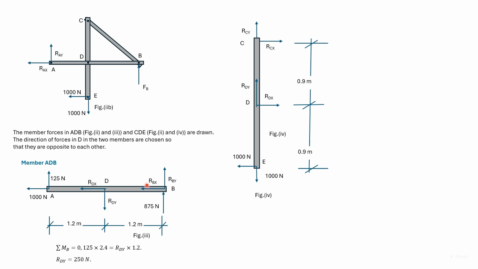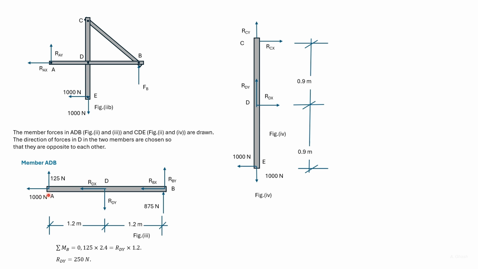In ADP, we assign the direction of RDY as downwards and RDX towards the left. Then in CDE, RDY will act upwards and RDX towards the right. We also arbitrarily assign the directions of RPY and RPX, and also RCY and RCX, in ADP and CDE.